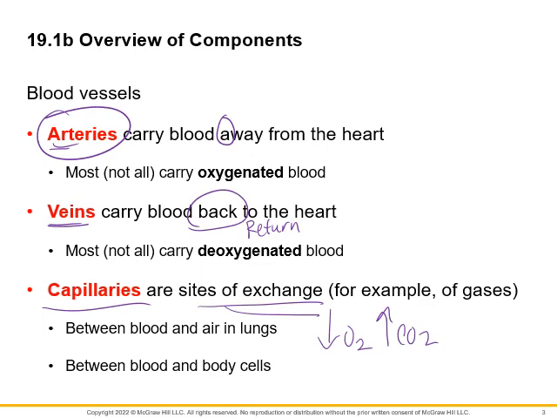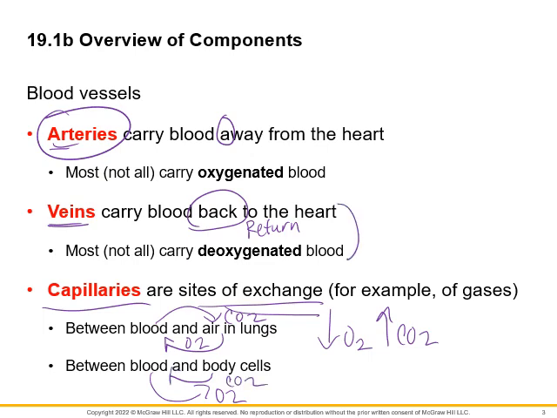Between blood and air in the lungs, you're going to take in the oxygen and you're going to exhale the CO2, right? Between the blood and the body cells, the blood's going to drop off oxygen and it's going to pick up the waste from the body cells.